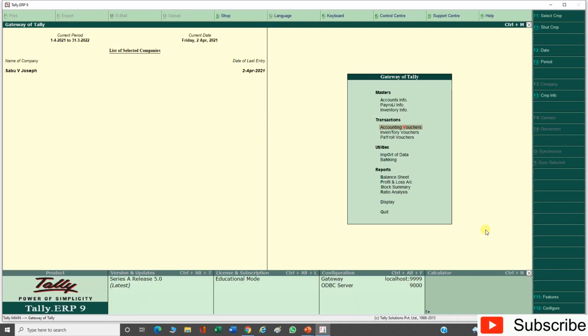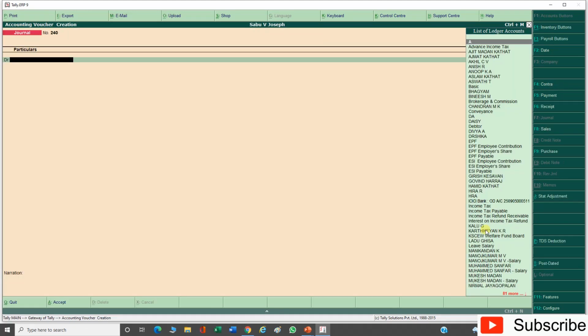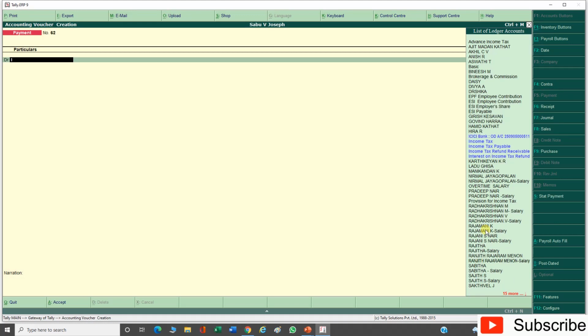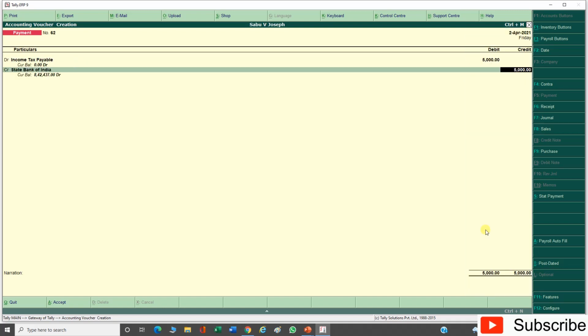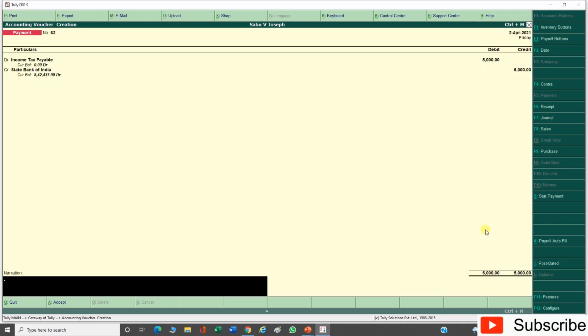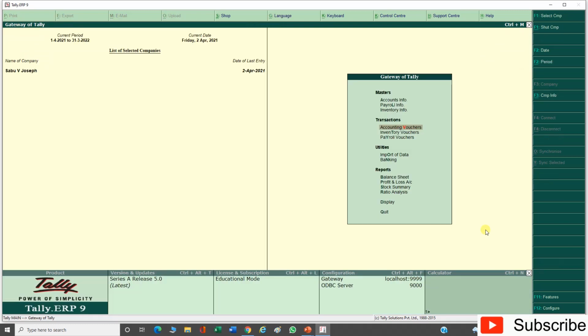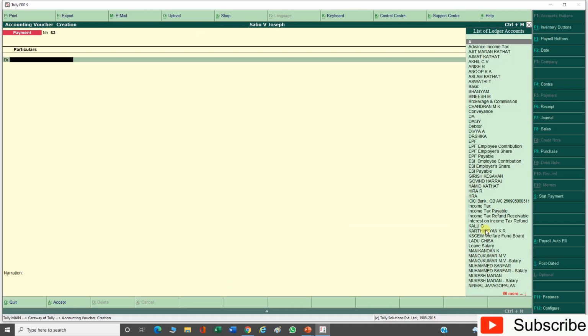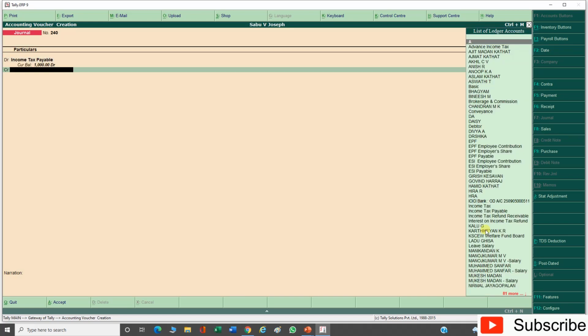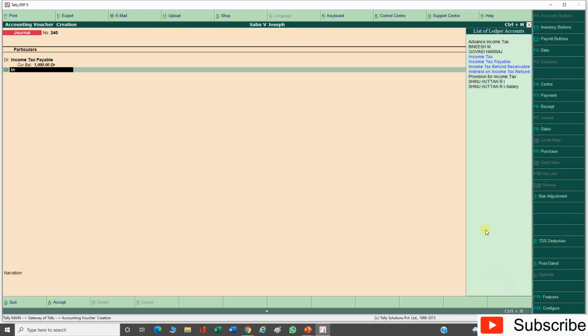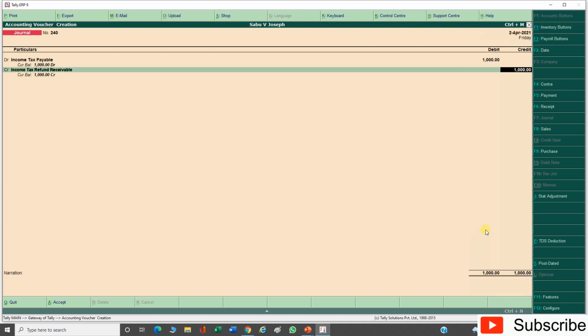So when we make the payment to the government, again we can pass the entry, payment entry, debit to income tax payable account 5,000 to concerned bank account 5,000. Now the income tax payable account is closed. On another situation, we are setting off the income tax receivable with the income tax payable account. So go to the journal, debit income tax payable, suppose 1,000. The credit will be given to income tax refunds receivable 1,000.